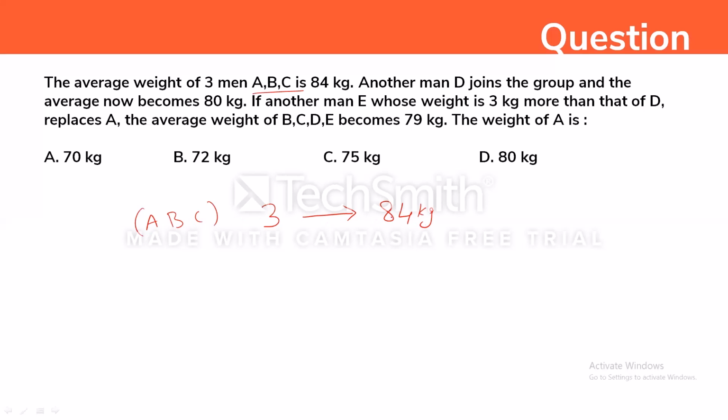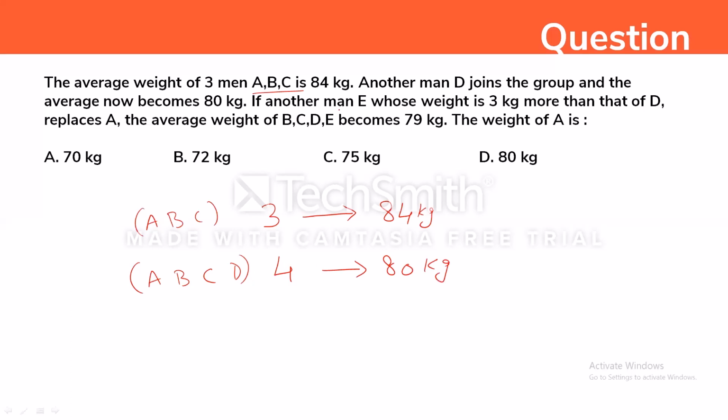Now, another man D joins the group. Here, if you understand this condition, we are adding members. Initially A, B, C are there. Now D also joins. If D joins, can you tell me what will be the count? Total 4. When D joins the group, the average becomes 80 kgs.